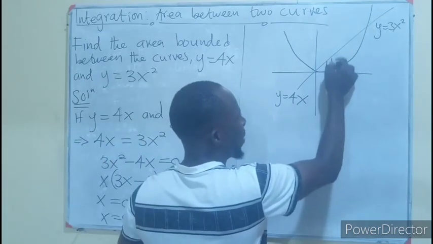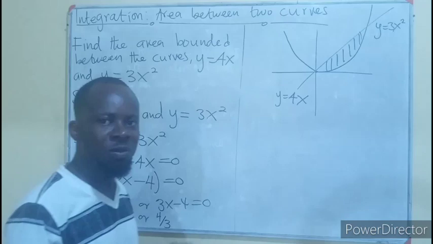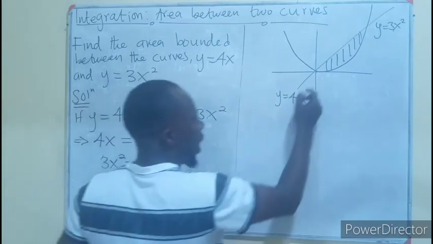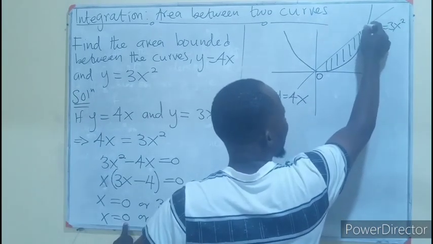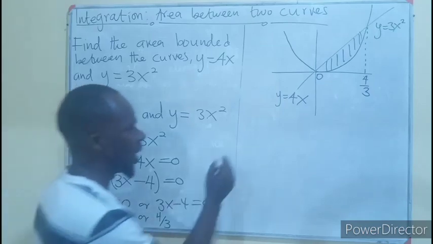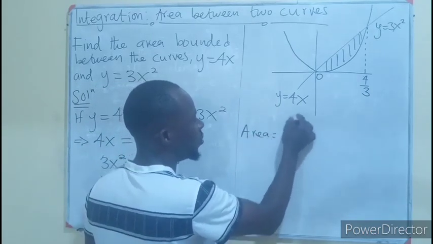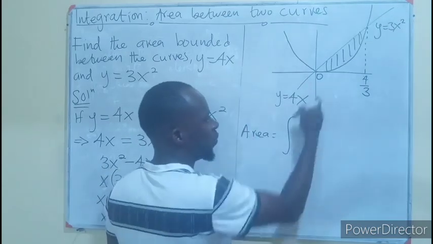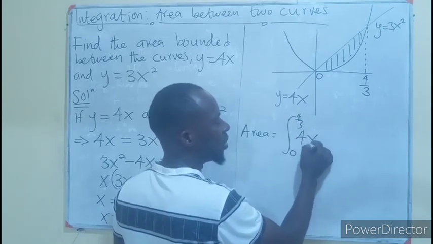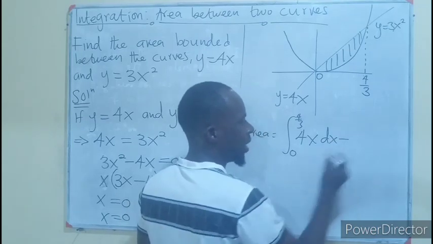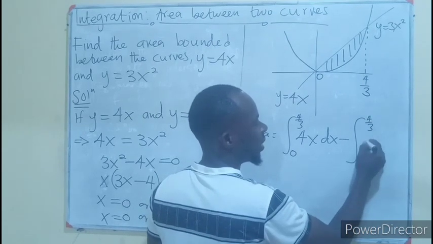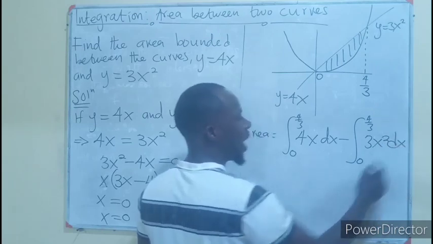What are we looking for? We are looking for the area bounded here. That small space bounded between the two curves. Now the curves are going to move from the origin. So our lower limit is going to be 0. Then our upper limit will be 4 out of what? 3. So area, which we can find, is going to be integral of the upper from 0 to 4 out of 3, which is going to be 4x dx, minus integral from the same 0 to 4 out of 3, 3x squared dx.